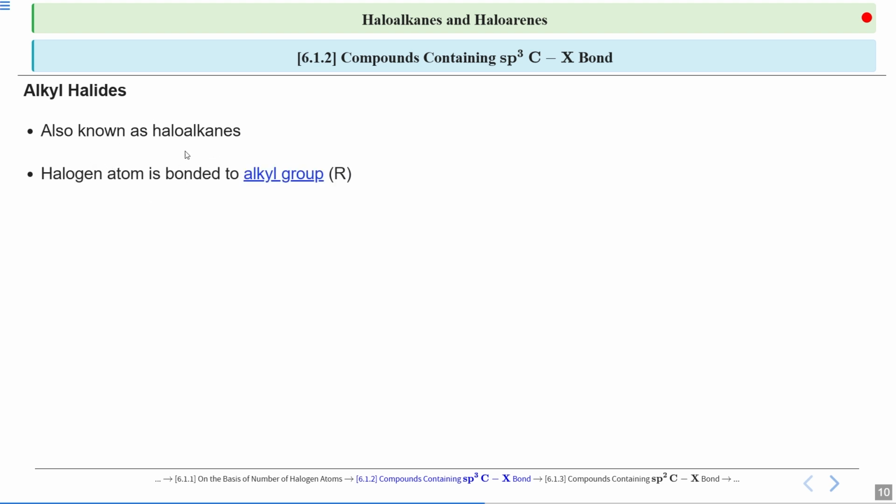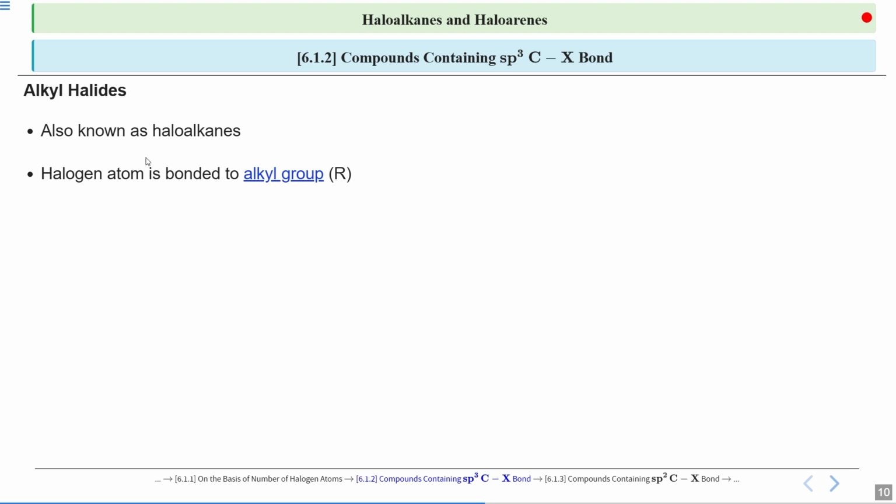A halogen atom is bonded to the alkyl group. The alkyl group we are representing here by R. R can be any group: methyl group, ethyl group, propyl group, butyl group, any group. Okay. So, a halogen atom is bonded to the alkyl group.